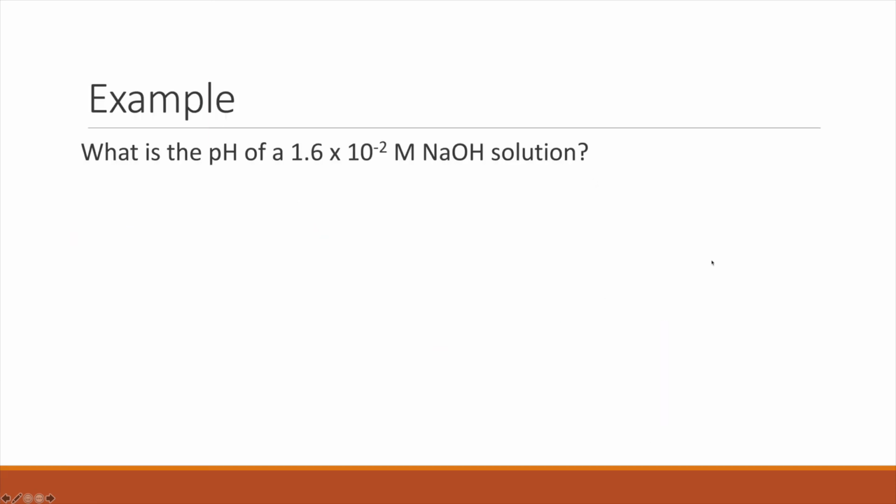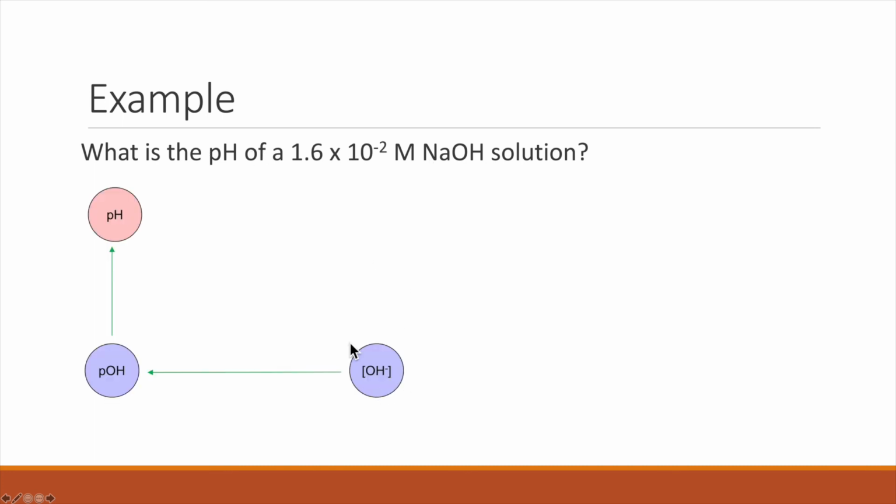So let's look at some examples. What is the pH of a 1.6 times 10 to the negative second molar NaOH solution? Now, your first instinct might be, oh, I want pH, I'll just take the negative log of that concentration. You can't do that though, because this is not an acid. NaOH is a base, and I'm asking about pH, not pOH. So I first need to get this to pOH to calculate pH.